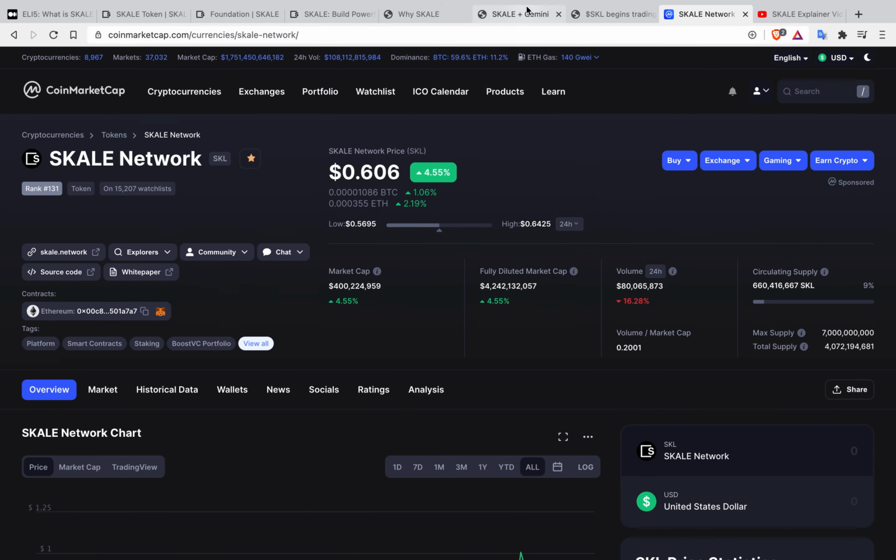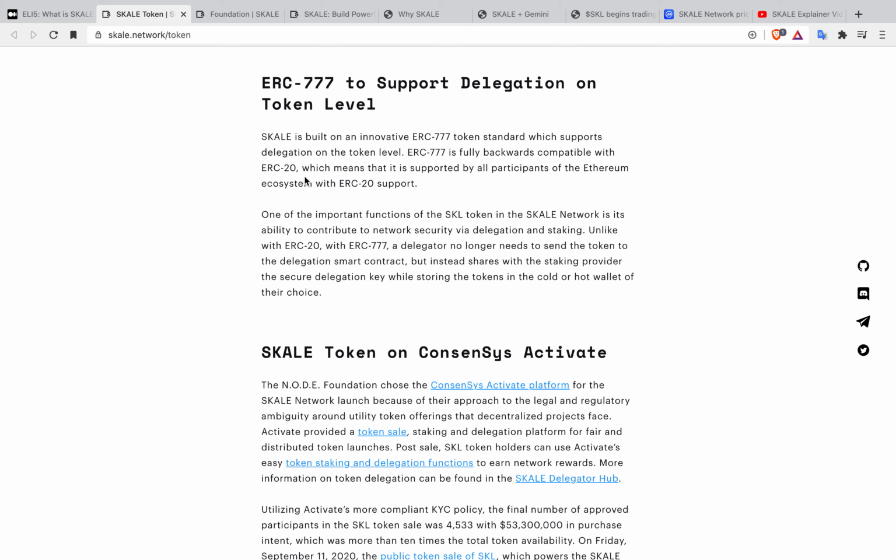And based on research I've done on SKALE, I think this would be a very prosperous decentralized project. You know, so SKALE is built on an innovative ERC-777 token standard with support delegation on the token level. So ERC-777 is fully backwards compatible with ERC-20, which means that it is supported by all participants of the Ethereum ecosystem with ERC-20 support. One of the important functions of the SKALE token is its ability to contribute to network security via delegation and staking.